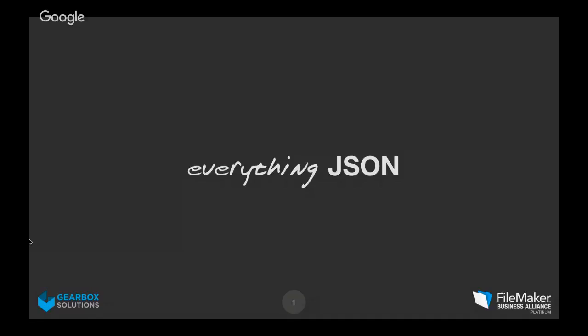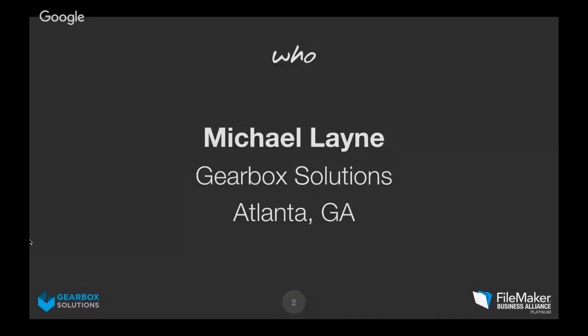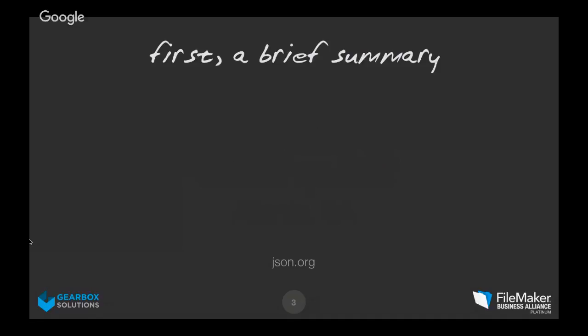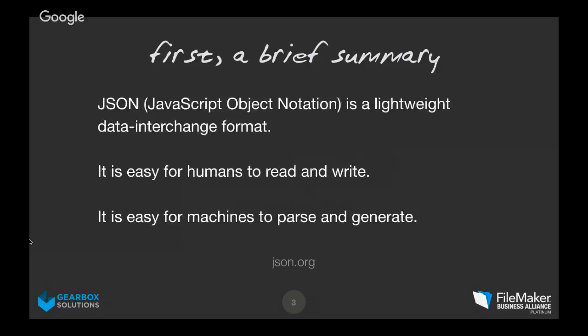So hopefully this presentation is, I've got a couple slides. Mostly I'm going to be spending time in FileMaker showing you all what I have done and learned with JSON. So, everything JSON. That's me, Michael Layne, Gearbox Atlanta. So a brief summary. JSON is JavaScript Object Notation. I don't know if all of you know what it stands for, but that's what it stands for.